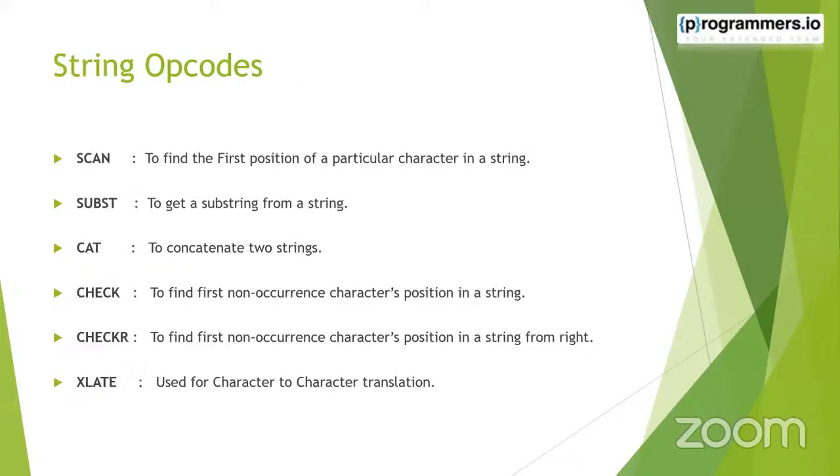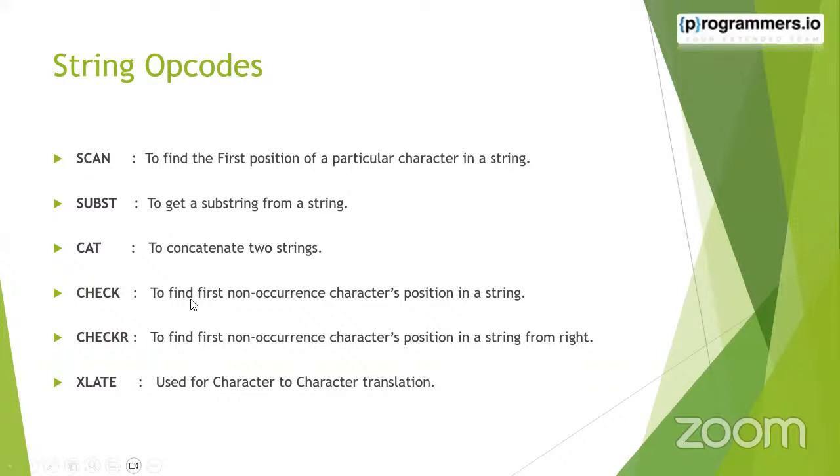Coming to the next, it is the string opcodes. There are several string opcodes. We are seeing here scan, subst, cat, check, checkr, and xlate. Scan, what will it do? It will find the first position of a particular character in a string. Like my name is Himanshu, I want to search H in it. It will search for H in the string from the starting position, and if it finds H, it will give the position of that character.